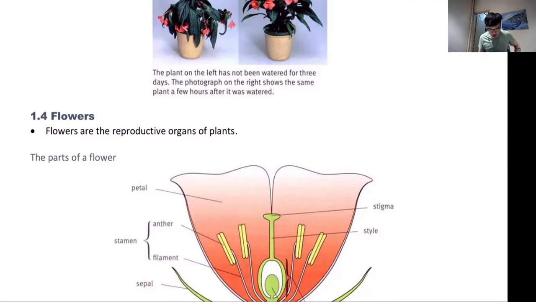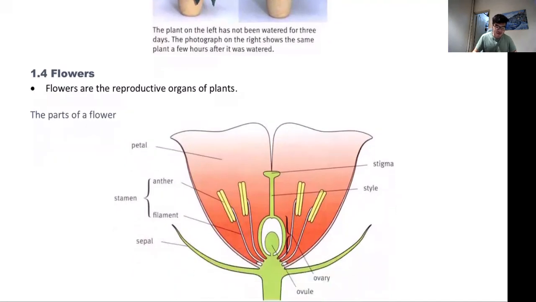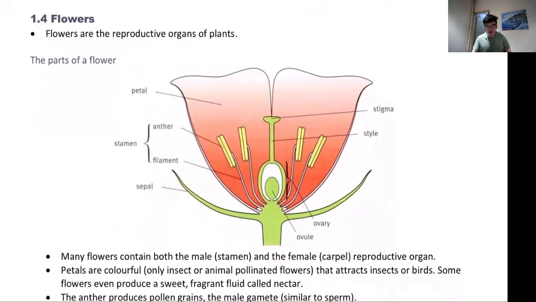Okay, let's continue. All right, so 1.4, flower. This one is actually part of the reproduction. I don't know why they split it out. I'm sure you learned reproduction last year, right? But this is the reproduction of plants. So let's look at flower. Flowers are the reproductive organs of a plant.